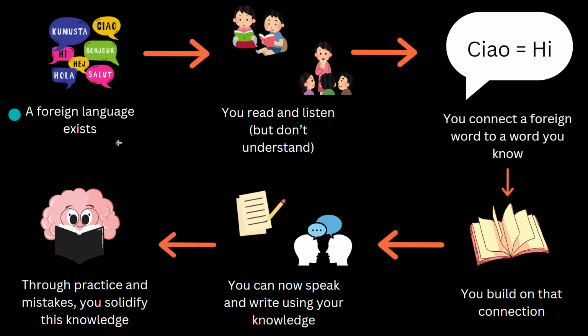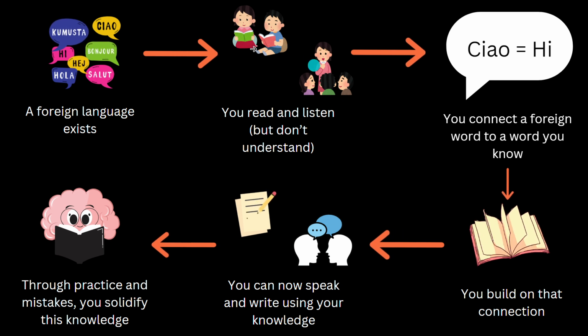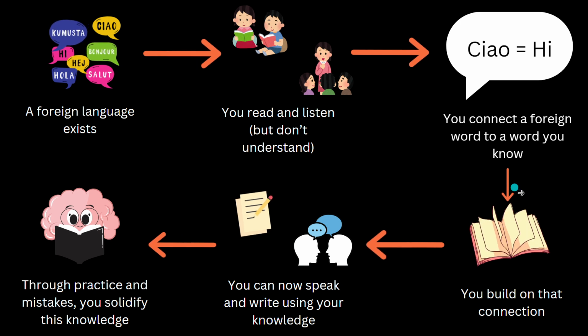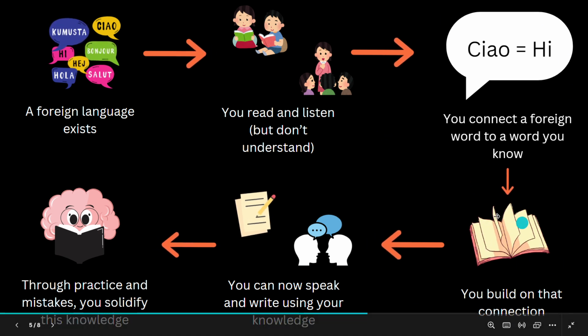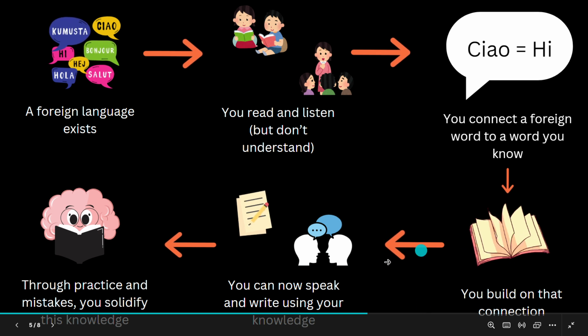Basically, a language exists that you don't know. You read and listen to stuff and don't understand what it means. You connect a foreign word to a word you know. So for example, if you're learning Italian, you learn that ciao means hello, acqua means water. You connect it to a word you know in your language. You build on that connection by putting it in sentences and understanding more about how you can use that.